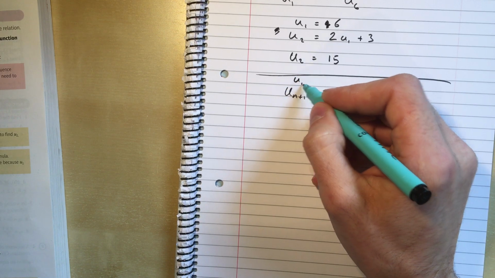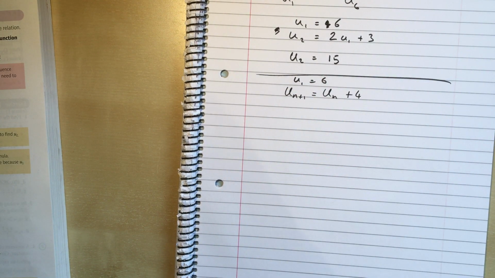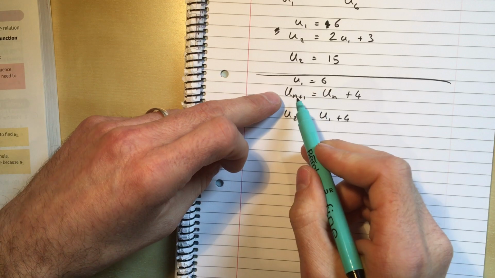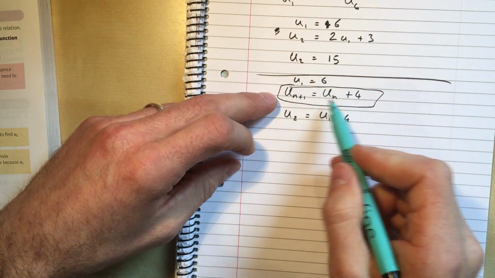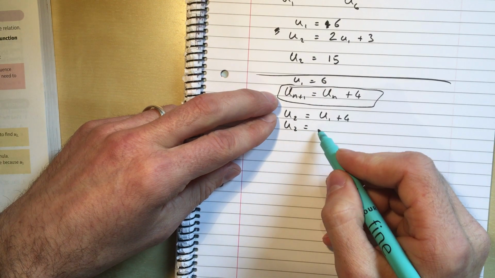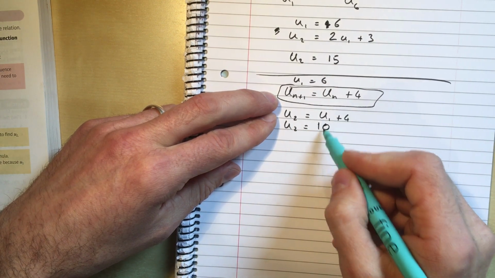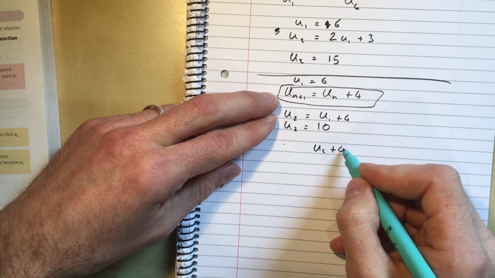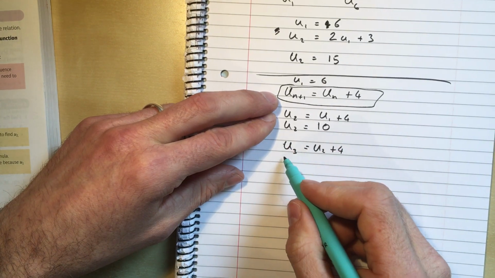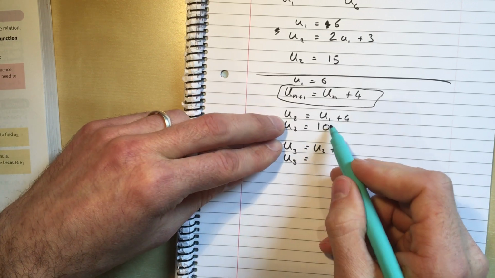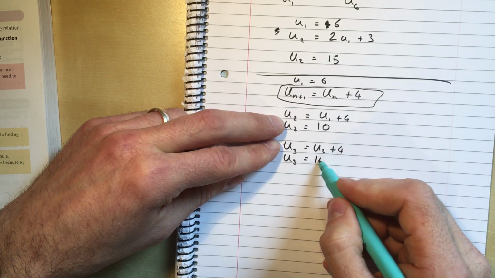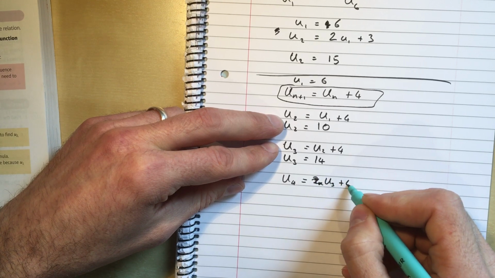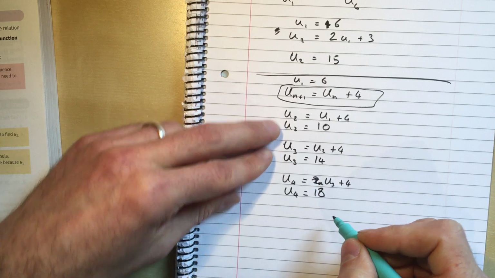So if I now tell you U1 equals 6, and this is true, then I'm telling you that U2 equals U1 plus 4. Okay, so this is true for any value of n. So we'll start with n equals 1, and I get this. So that tells me that U2 equals 10, right? That was when n equals 1. What about when n equals 2? When n equals 2, U2 plus 4 equals U3. So U3 equals 10, because 10 is U2, plus 4 is 14. U4 equals U3 plus 4, so U4 equals 18, okay?